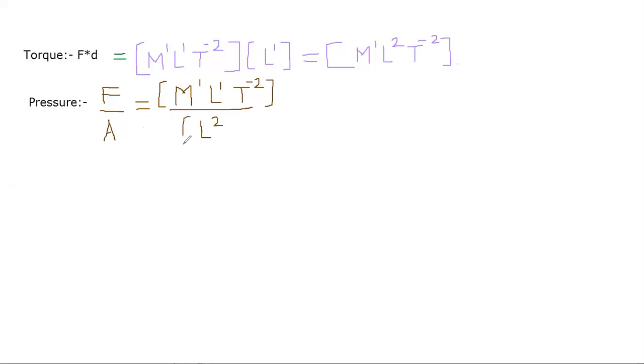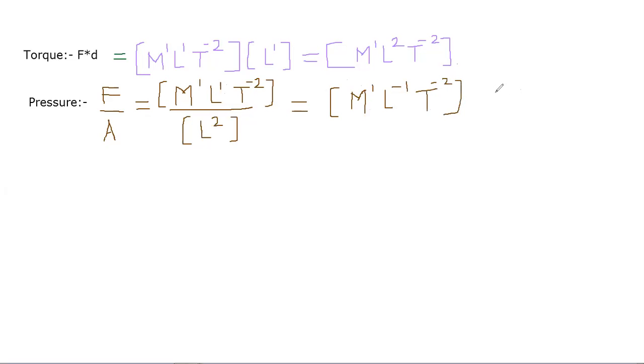Right? Now after that, you can further solve it. L2 will go to the numerator. L1 minus 2 will give you L raised to power minus 1. Right? And finally, we can write it as M raised to power 1, L raised to power minus 1, and T raised to power minus 2.